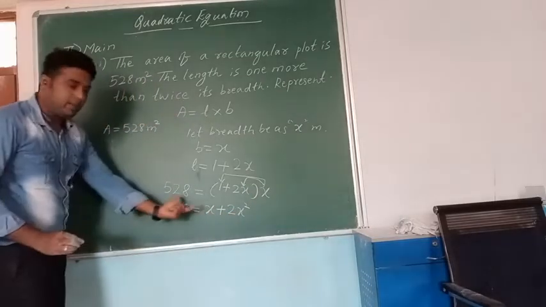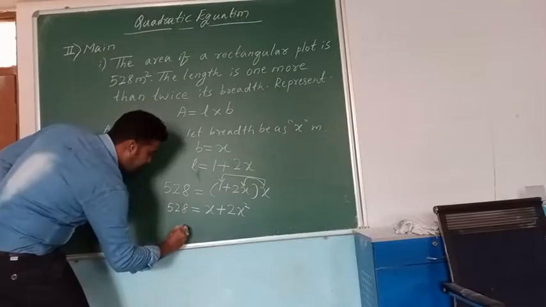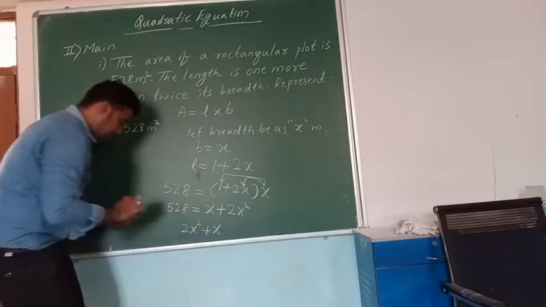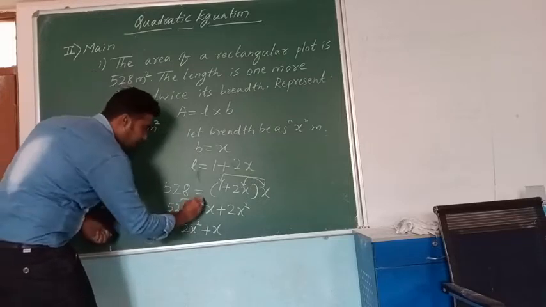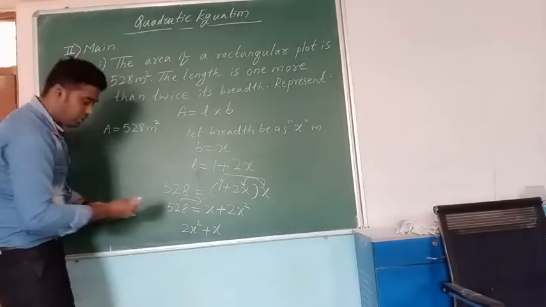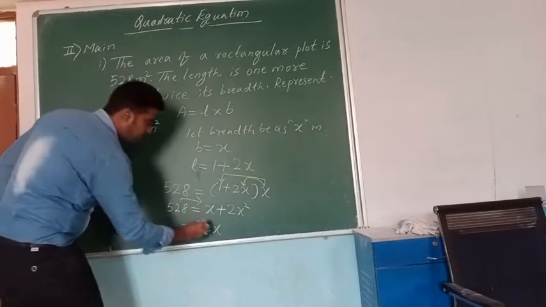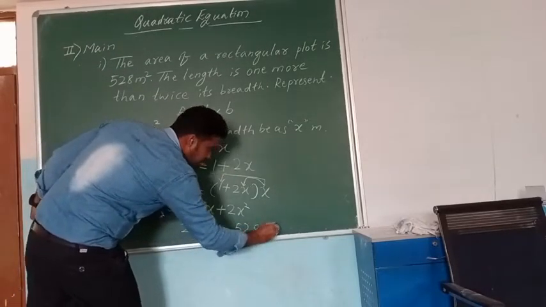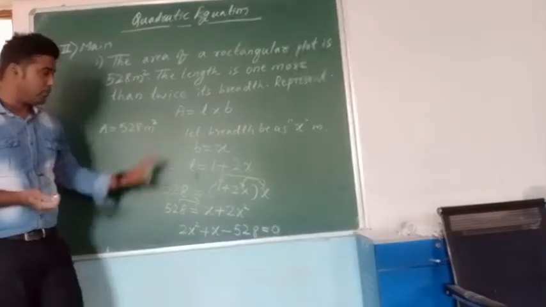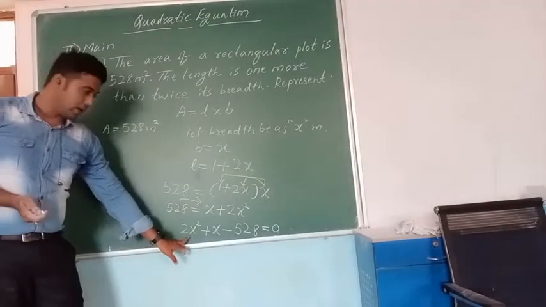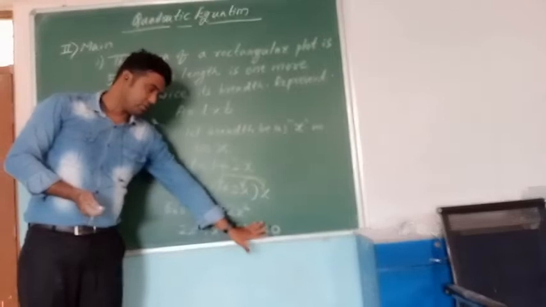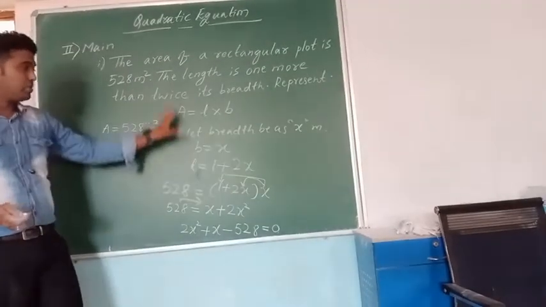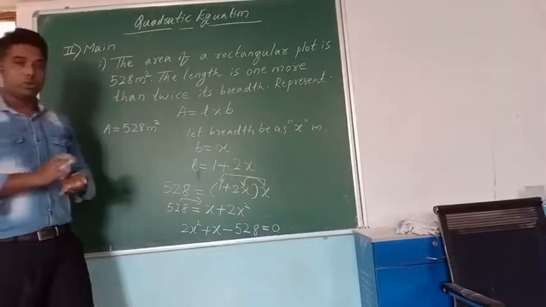Let me write in the proper form. First I will write 2x square plus x, and this 528 I am going to shift to this side. Once it goes from one side to the other side, the sign will change, and it becomes minus 528 is equals to 0. This you can observe: the equation 2x square plus x minus 528 is equals to 0 represents the quadratic equation. So this is the solution for the first main question.